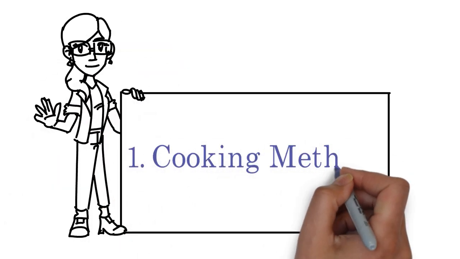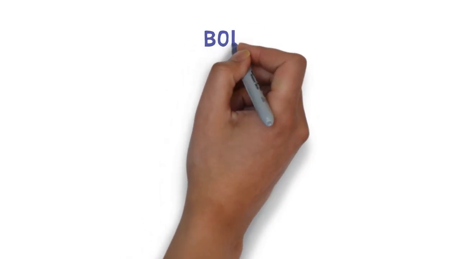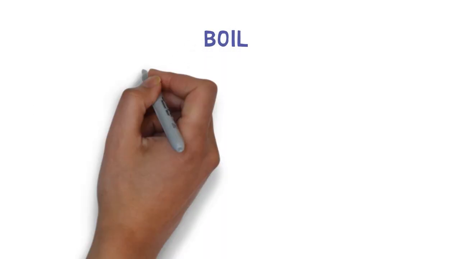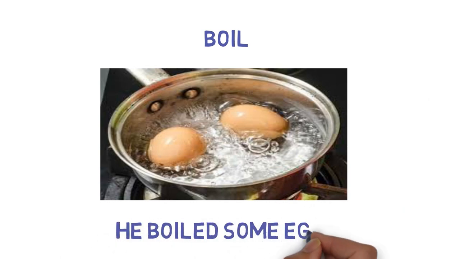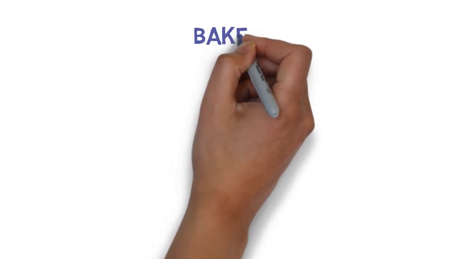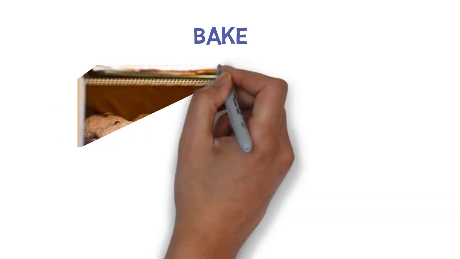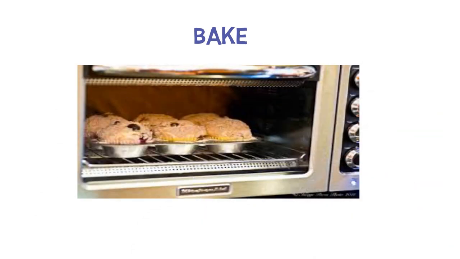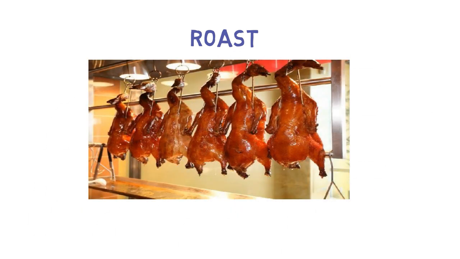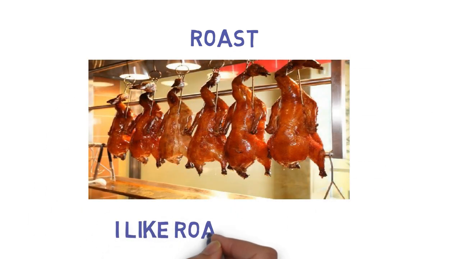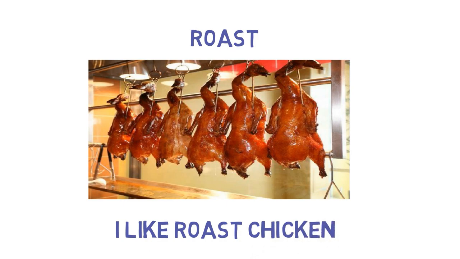1. Cooking methods. Boil. He boiled some eggs. Bake. She baked me a cake. Roast. I like roast chicken.